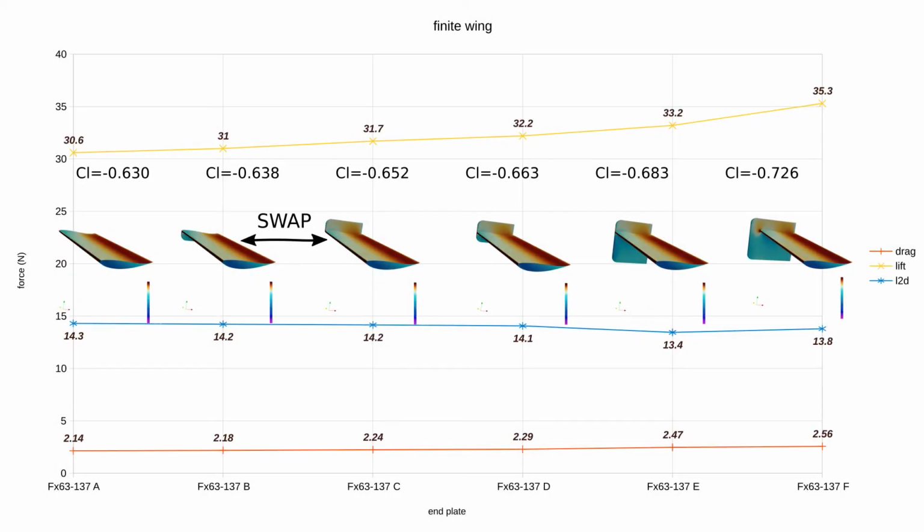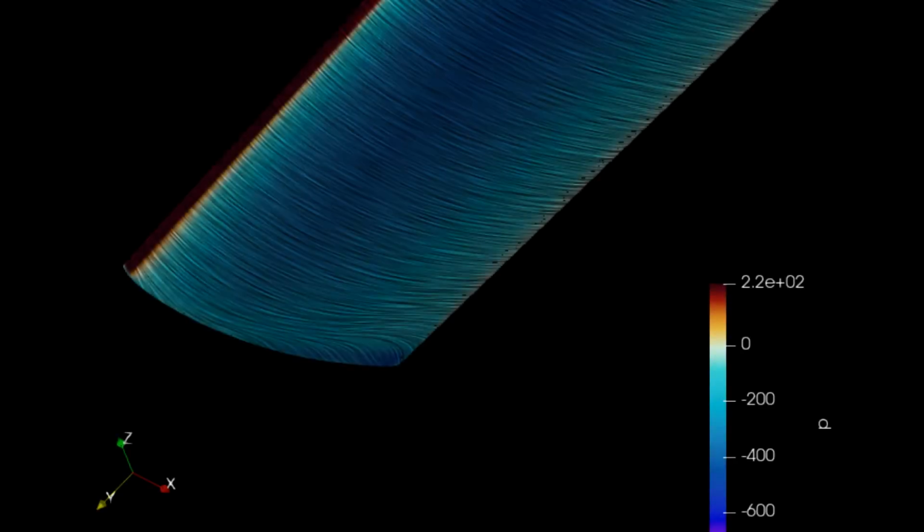Unsurprisingly, it turns out the difference between the infinite and finite wings is significant. The FX63137 as a half wing has a coefficient of negative 0.63, a reduction of almost a third. An image of the profile with the surface streams makes it apparent that there is an interaction between the top and bottom of the wing.